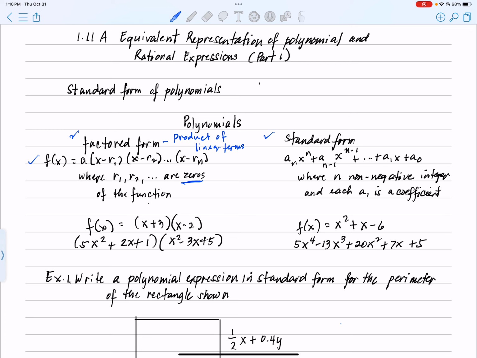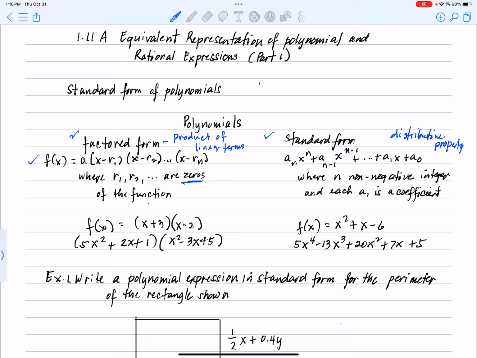To convert a polynomial from factored form to standard form, we multiply out the factors and combine like terms using the distributive property. We use the distributive property here in converting from factored form to the standard form.